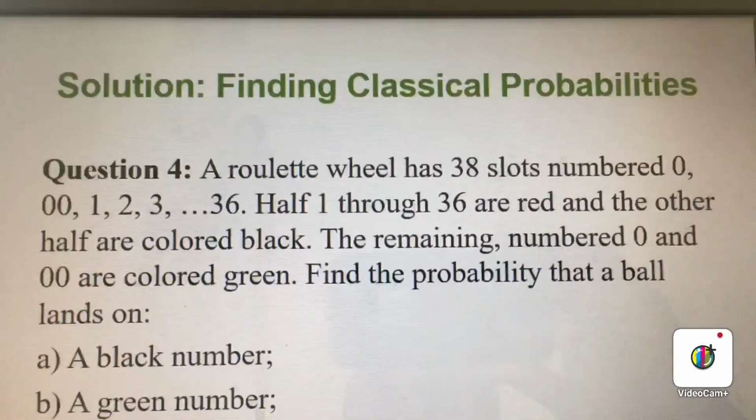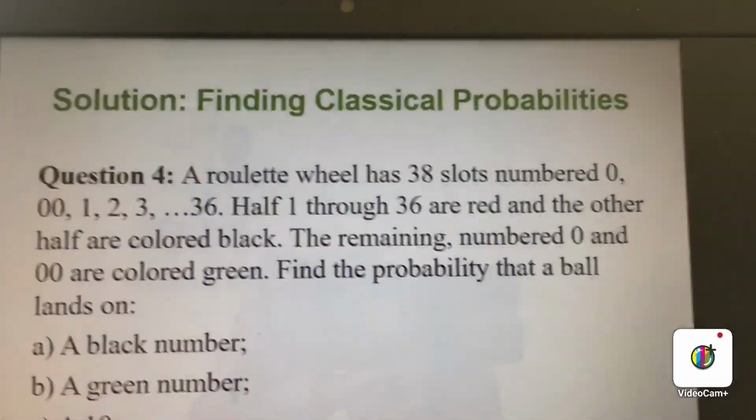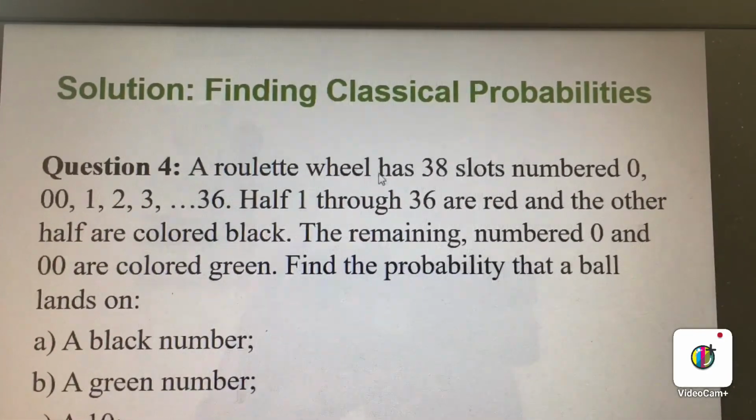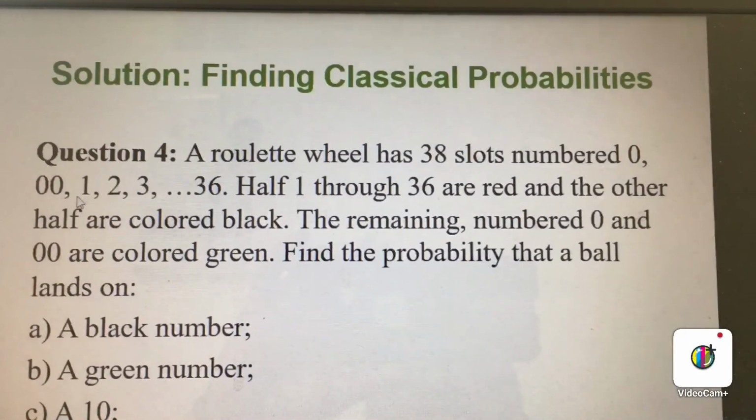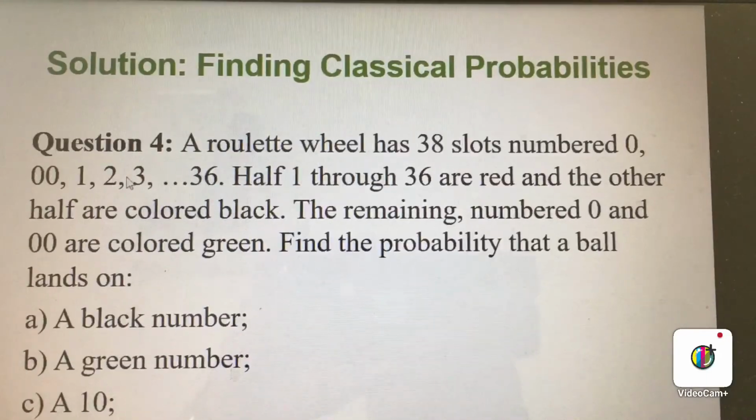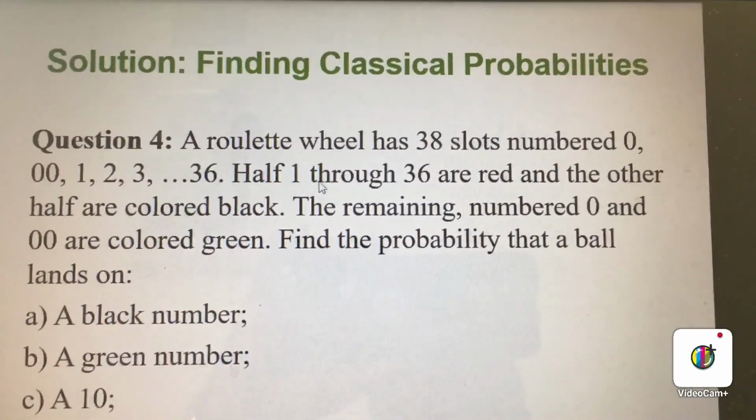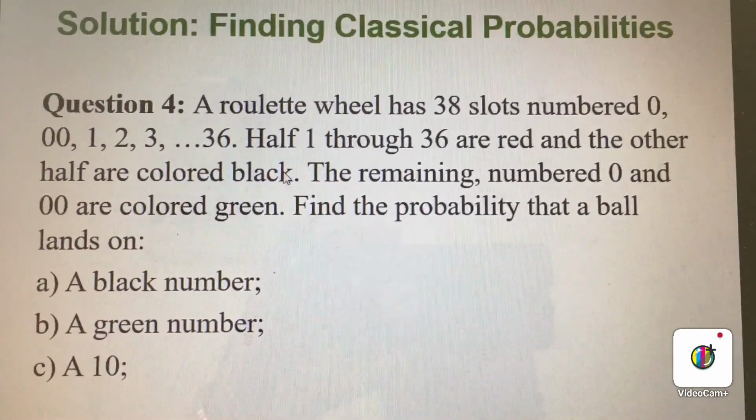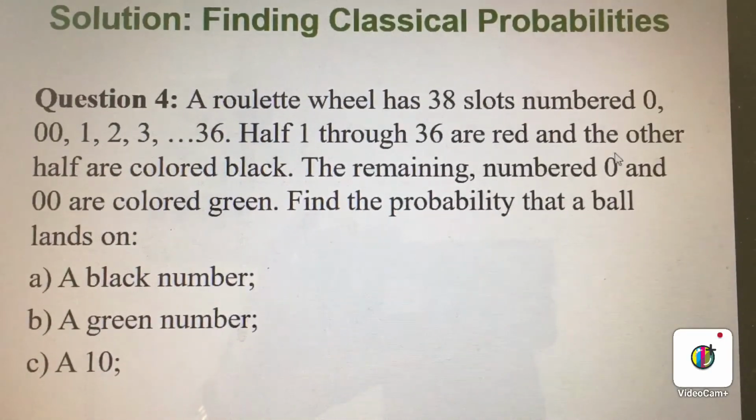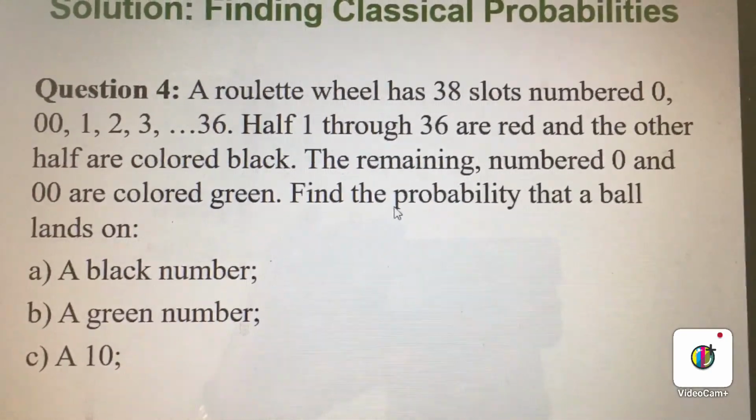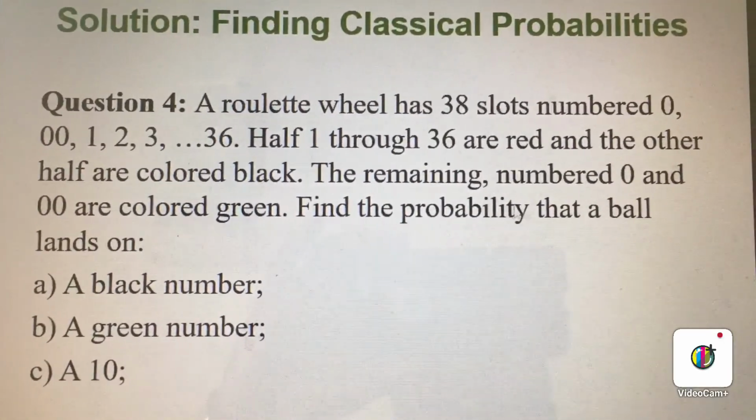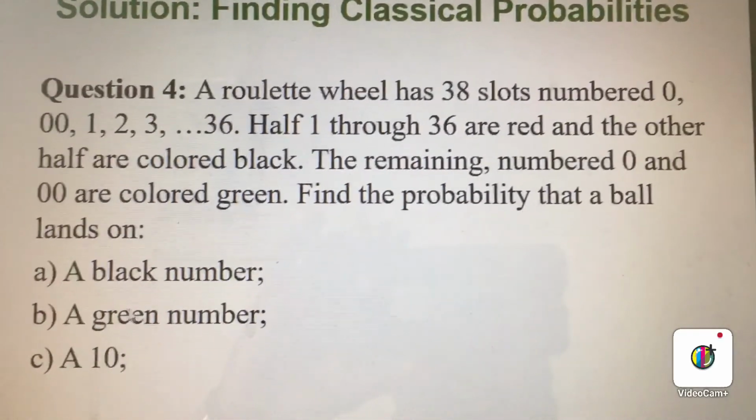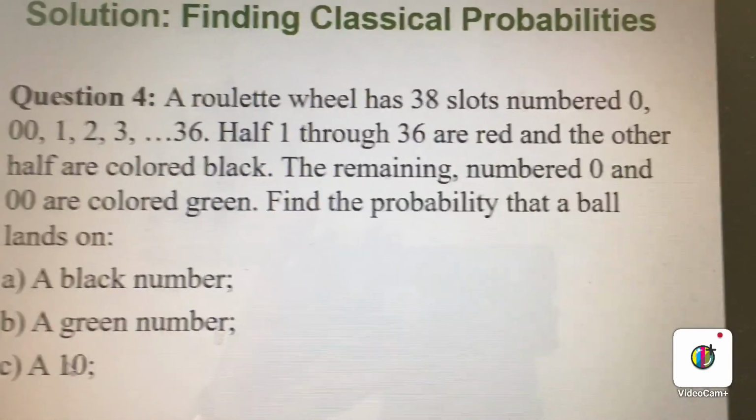Now, let us answer a more challenging question. Remember, it is still classical probability. It says here, a roulette wheel has 38 slots, numbered 0, 00, 1, 2, 3, all the way to 36. Half of 1 through 36 are red, and the other half are colored black. The remaining numbers 0 and 00 are colored green. Find the probability that a ball lands on A, a black number, B, a green number, C, a 10. Okay?